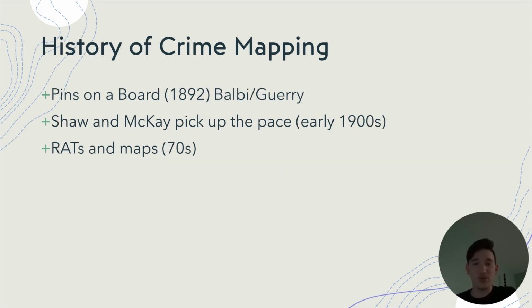Now let's talk about the history of crime mapping. The first recorded crime map was in 1892, made by A. Balby and A. Gary, who used pins on a map in order to show the connection between violent and property crimes with education level. In the early 1900s, Shaw and McKay started producing numerous maps that focus on connections between juvenile delinquency and social conditions.